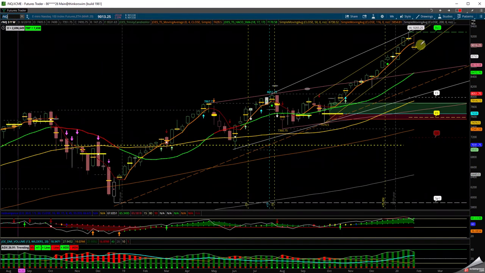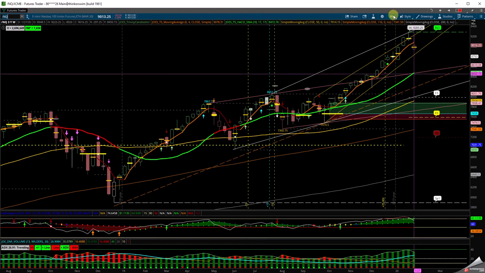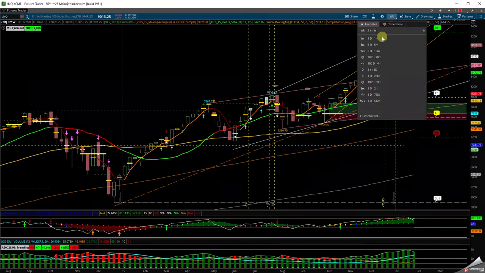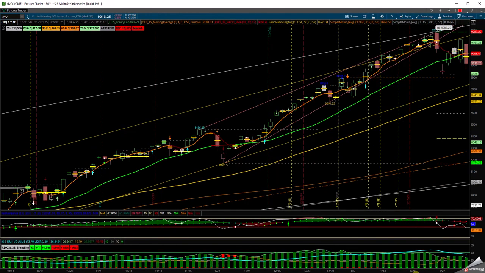NQ is in a similar situation, but if you noticed on the weekly, it's further away from the 18, but the daily, let's go to the daily. We'll use the daily on the other ones. We won't have to go into detail on the other instruments.